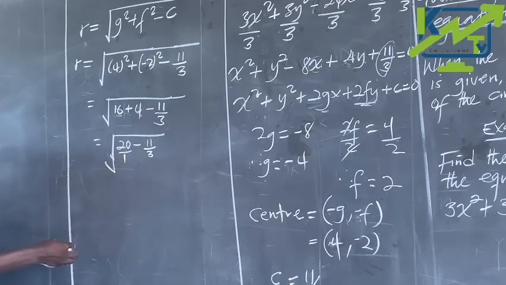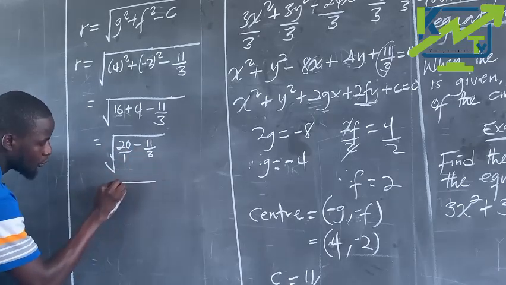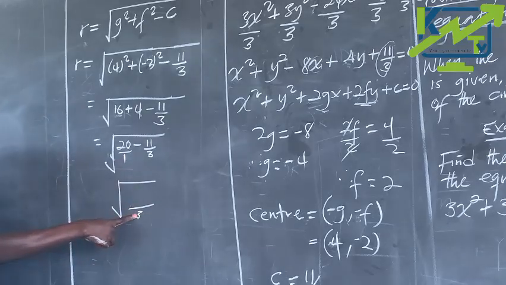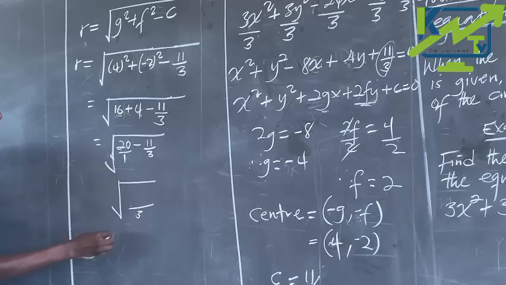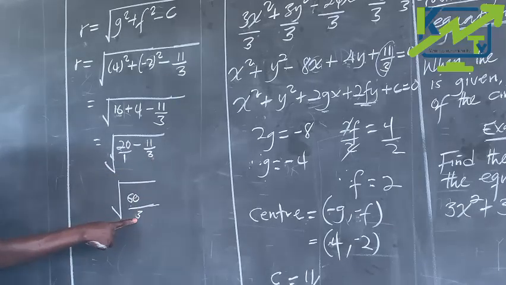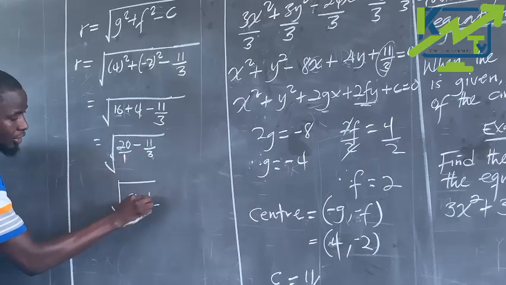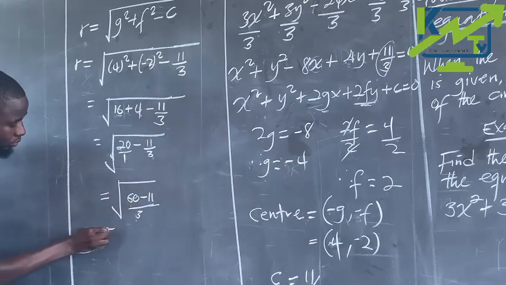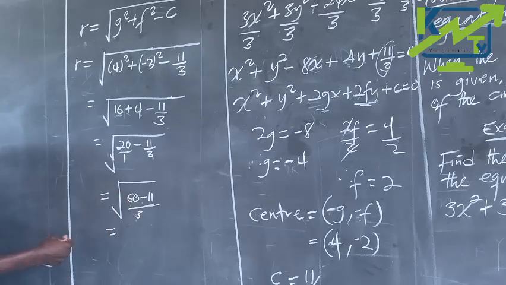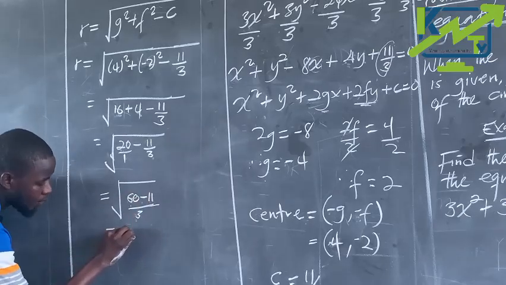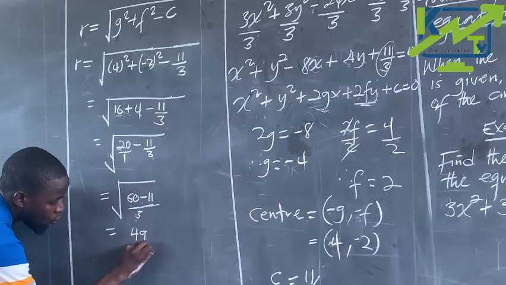So what is the LCM? 3 is the LCM. So 1 goes into 3 how many times? 3 times. 3 times 20 is how much? It's going to be 60, right? 60. 3 goes into itself 1 times 11 is going to be 11. So now 60 minus 11 is how much? Remove 11 from 60 is going to be what? It's going to be 49, right? Which is going to now be 49 all over 3.